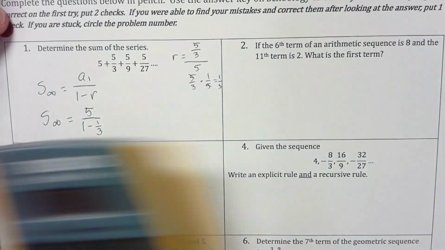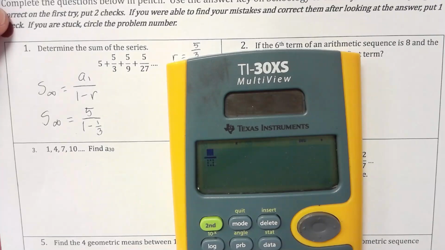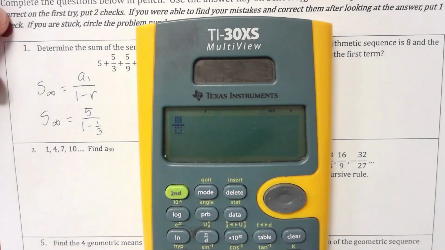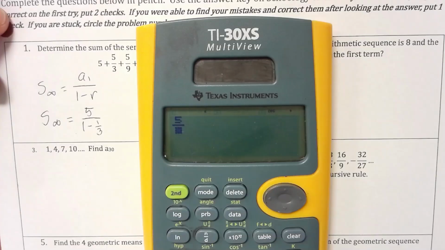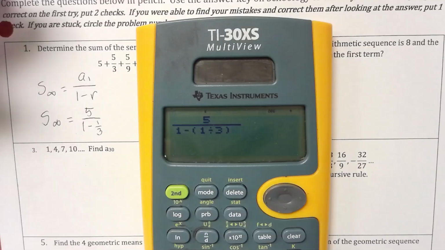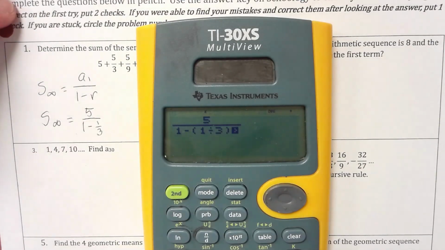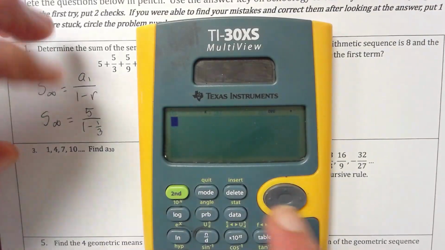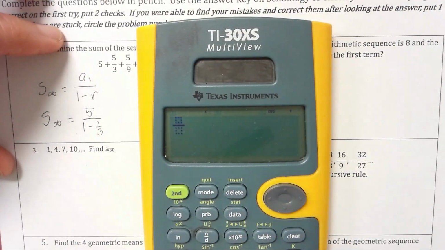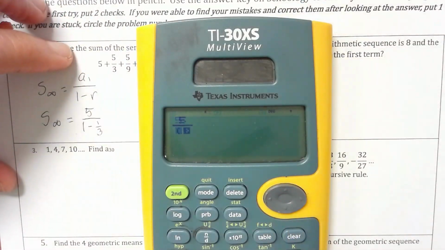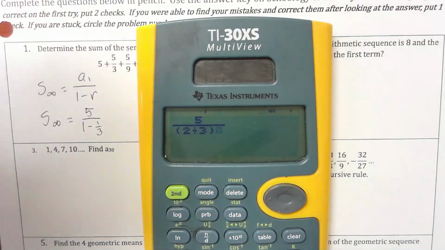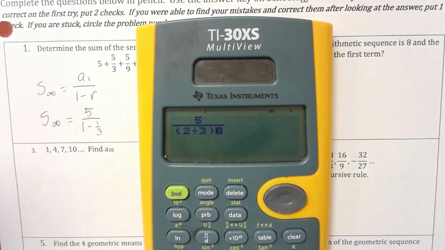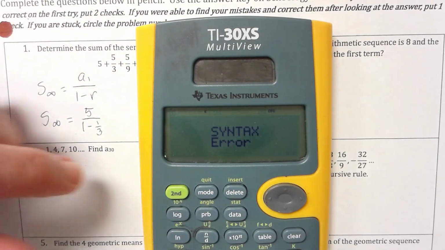Okay, and then I'll just go to my calculator, and I'm in math print mode, so I can just put this in, 5 over 1 minus 1/3. Or you can just put 2/3 as well. What happened? Clear. Let's try that again. I'll do 5 divided by 2/3.